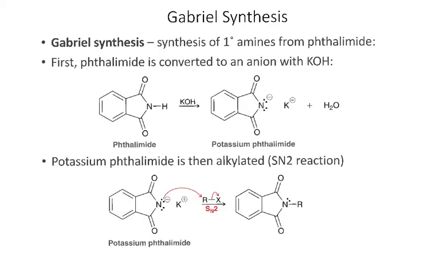The second method for making primary amines is called Gabriel Synthesis. And so this is another way to make primary amines, and we do that by using phthalimide. And so here's phthalimide. What we do in this synthesis is first convert phthalimide into an anion by reacting it with a strong base like potassium hydroxide. And so that'll give us potassium phthalimide with the potassium just acting as a counterion.